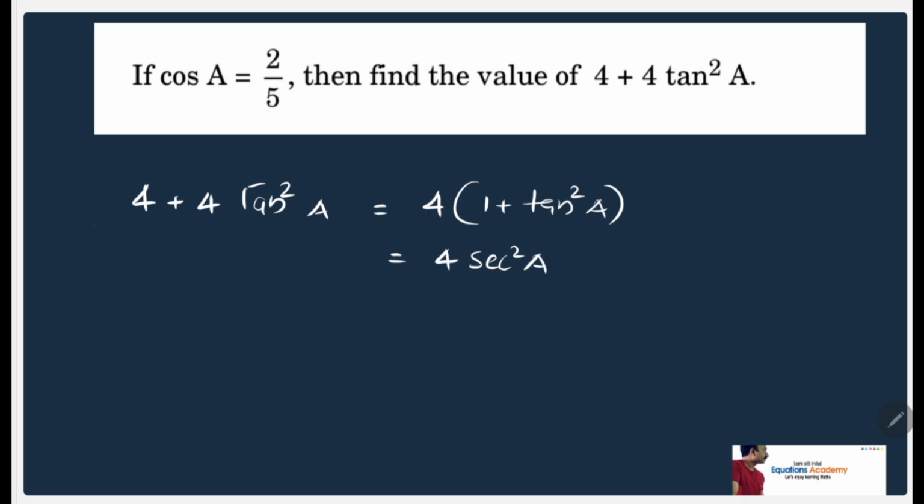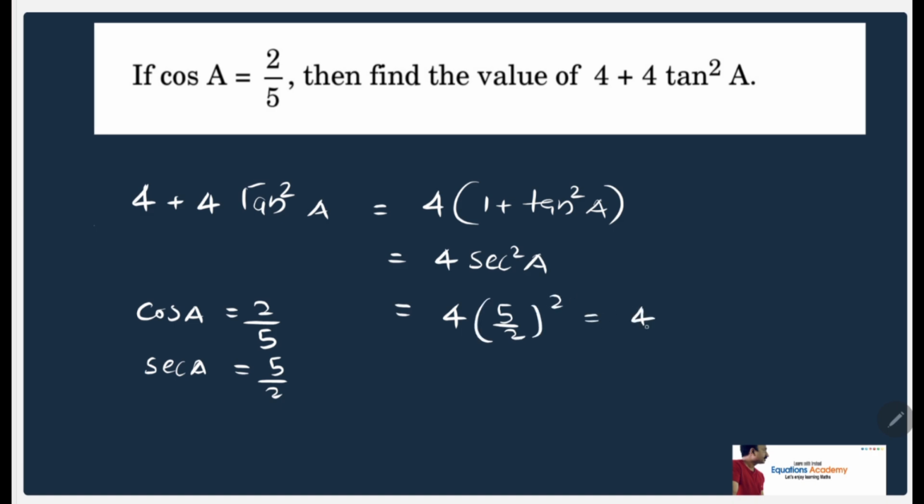And given that cos A is equal to 2 by 5, therefore we know cos is the reciprocal of sec. Sec A will be the reciprocal of 2 by 5, it will be 5 by 2. So sec A is 5 by 2. So 4 sec square A becomes 4 into sec A, which is 5 by 2, so 5 by 2 whole square.